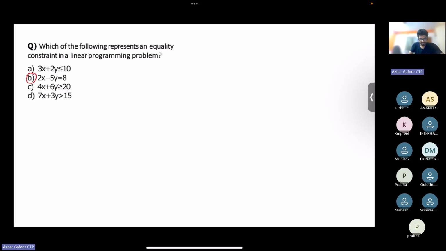Option B is the answer. It's the only one that has the equality constraint.